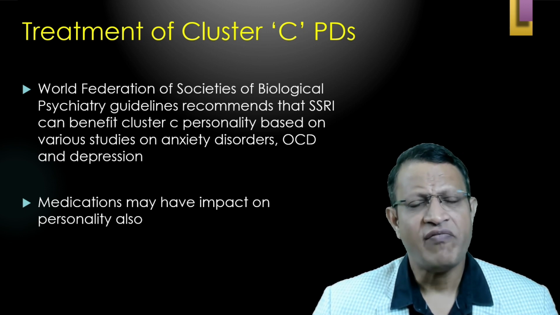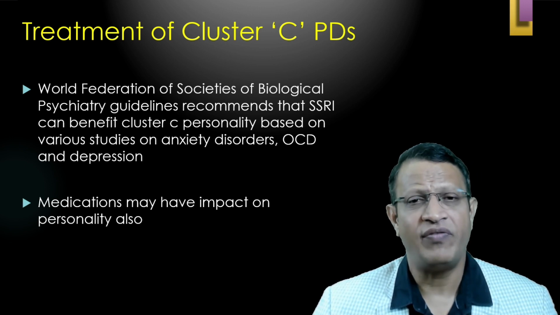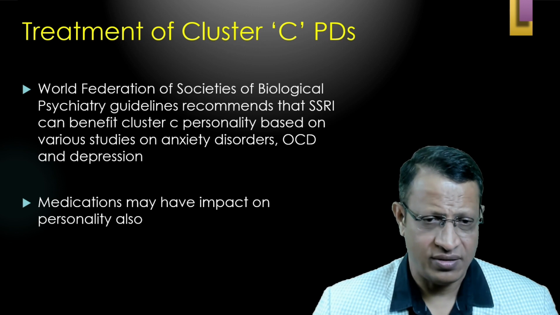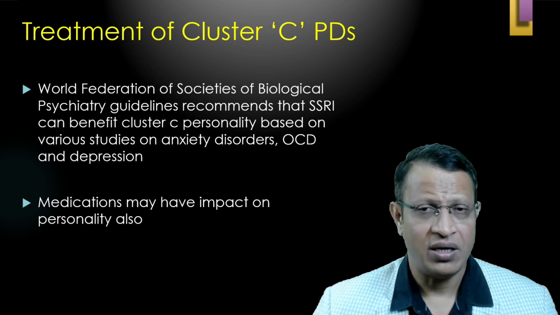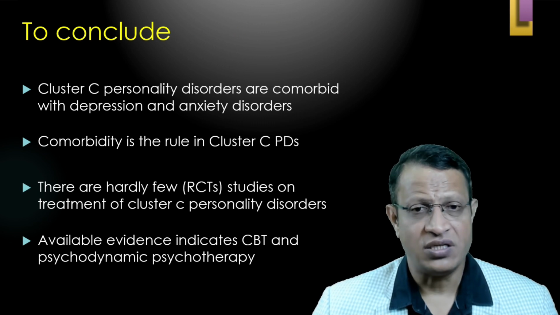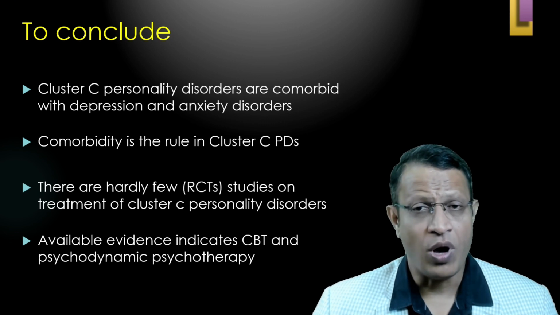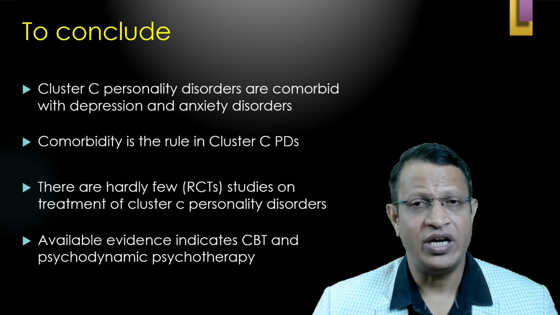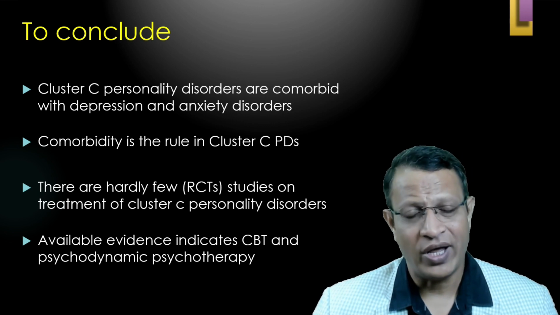That means when a person with Cluster C personality disorder also has depression, when you give SSRIs over a period of time, it has been noted that personality symptoms or traits also decrease. Medications are very useful, especially in comorbid conditions, but have little effect directly on the personality disorder. To conclude, my dear friends, Cluster C personality disorder comorbid with depression and anxiety is very common. Comorbidity is the rule. In Cluster C personality disorder, there are hardly any studies with regard to treatment. Available evidence points towards CBT and psychodynamic psychotherapy.